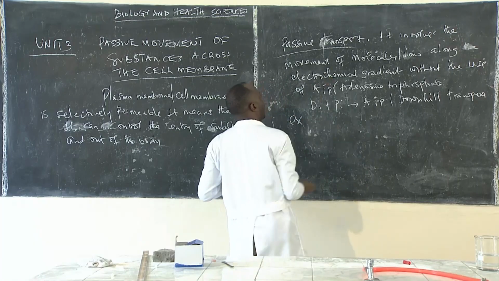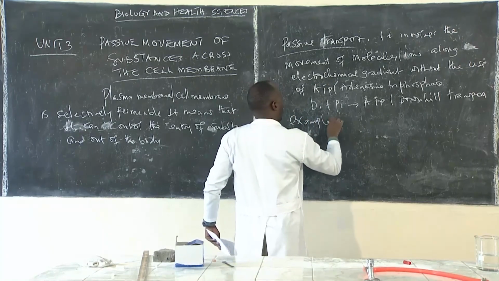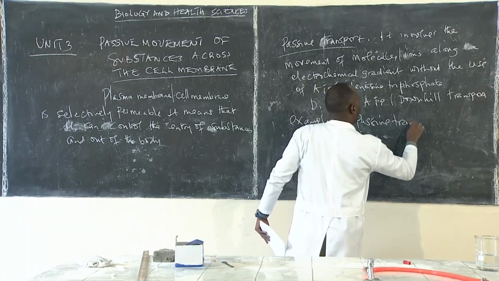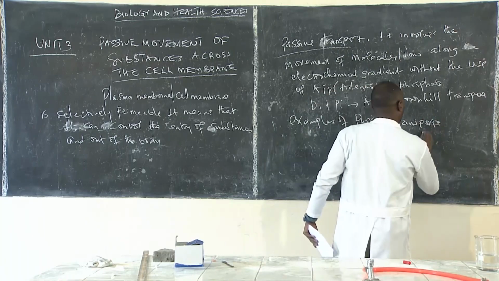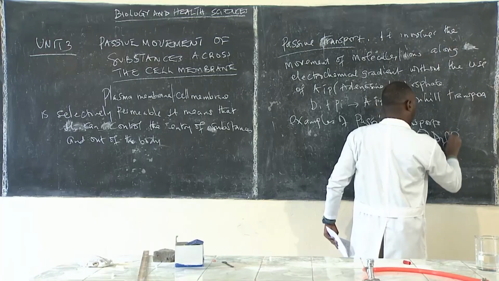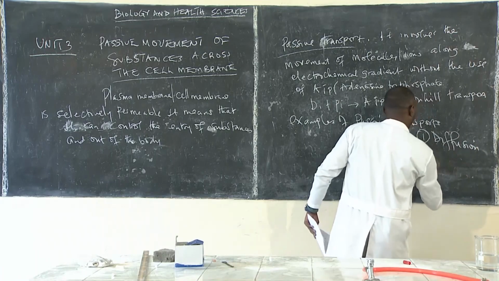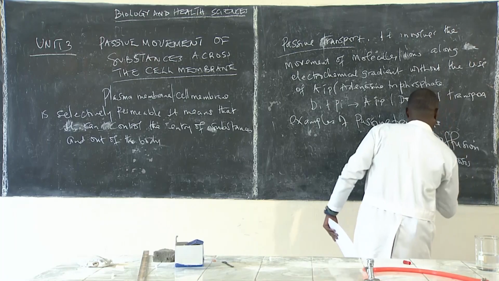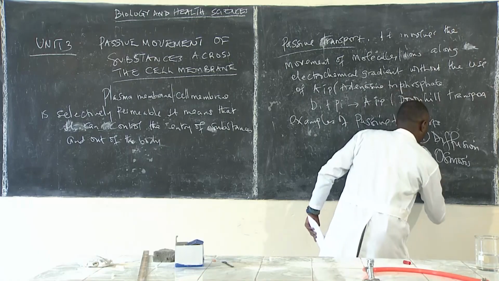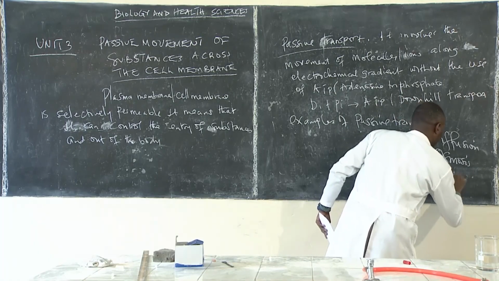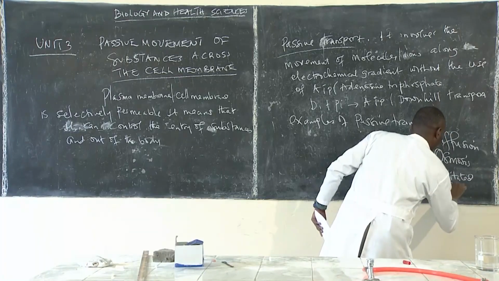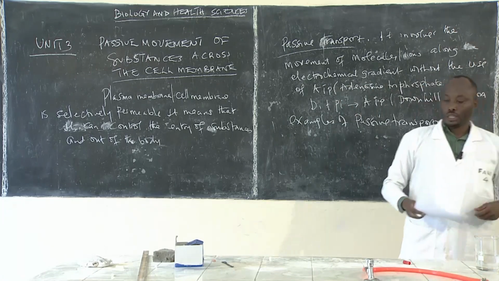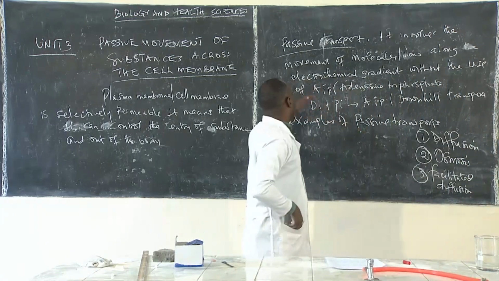We can have examples of active transport and examples of passive transport. Examples of passive transport, we have one, diffusion. Number two, osmosis. Then three, we have facilitated diffusion. All right. When we talk about these processes, we talk about passive movement.